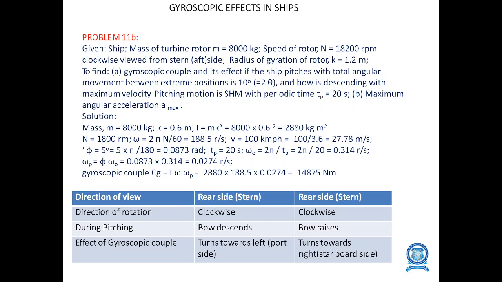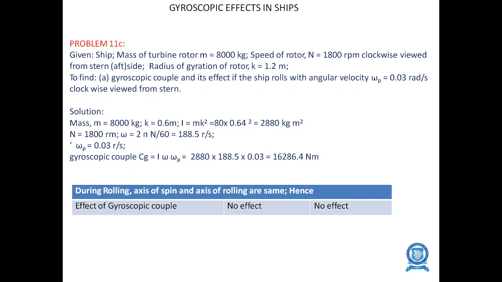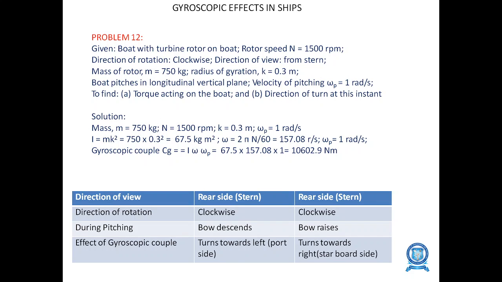Given mass m as 8000 kg, speed n as 18,200 rpm, and the radius of gyration k value. Find the gyroscopic couple and effect if the ship pitches with a total movement between extreme positions of 10 degrees, that is 2 theta, and the time period is given. We know the formula: when phi is given, 5 degrees is 5 into pi by 180, and Tp is 20 seconds, that is omega naught equals 2 pi by Tp. Find the values and substitute in I omega omega p. Similarly, we can solve this problem also. This is also a similar problem.